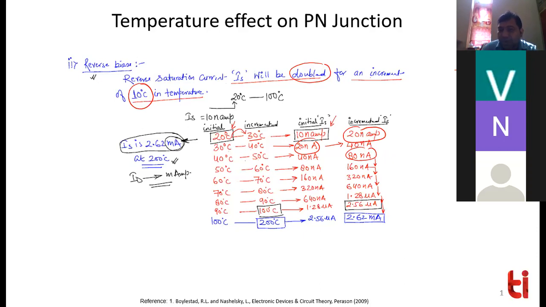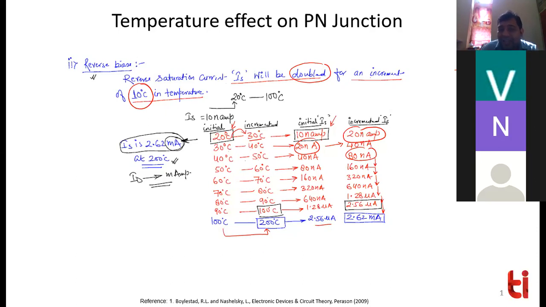So this is how the current increases with every 10 degrees Celsius. Here, remember, it's not 110 to 100, 100 to 110. It's directly 100 to 200 degrees Celsius. So don't get confused about why it's 2.56 going directly to 2.62 milliampere. Okay, you have to find that out.